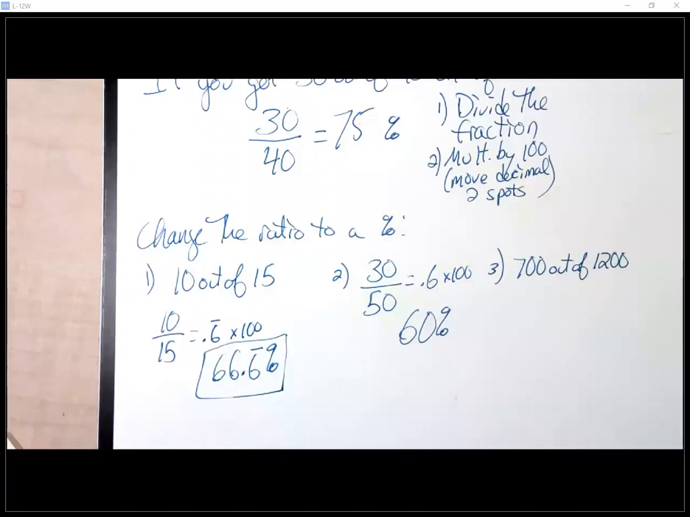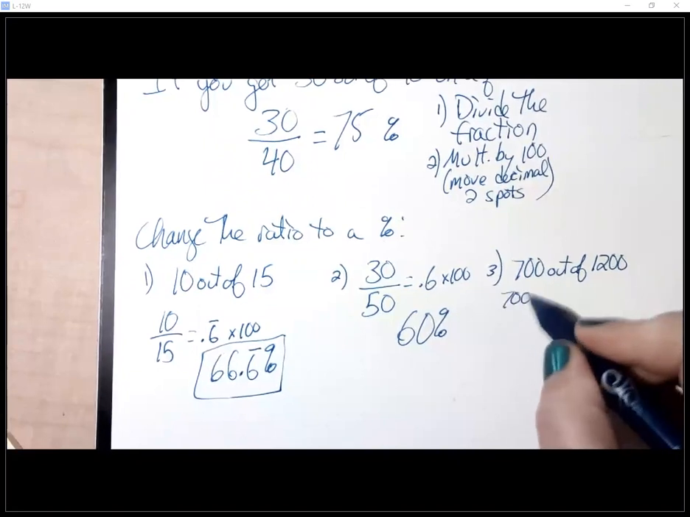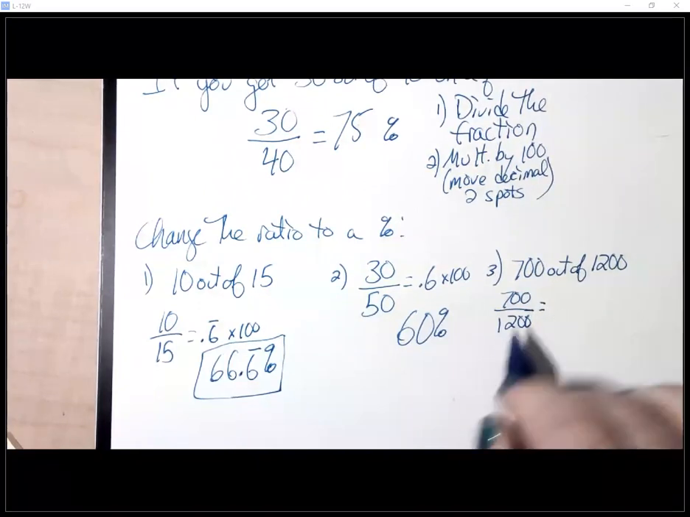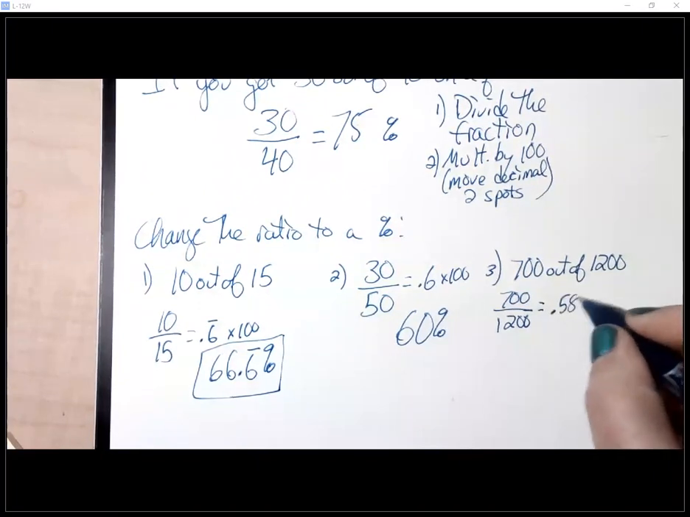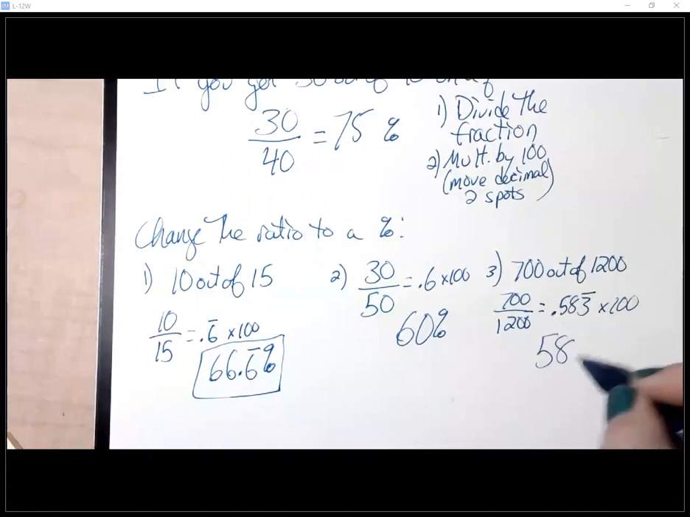And 700 out of 1,200. Natalie, what'd you get for that one? 58.3 repeating. That sounds about right to me. Yes. So divide the two. First write it as a fraction, 700 over 1,200. When you do that division, we get 0.583, and the 3 is repeating. Times by 100. And you are spot on, 58.3 repeating with the percent sign.